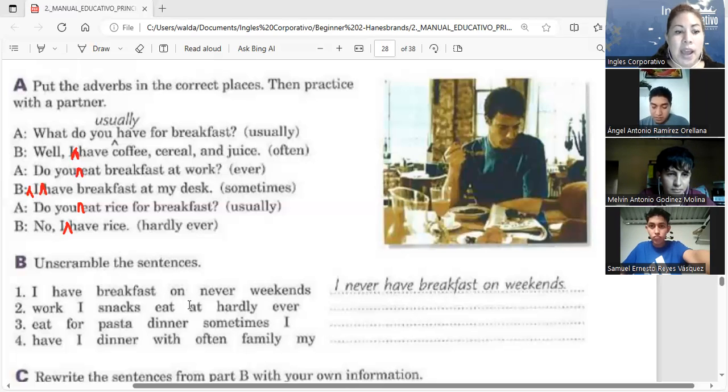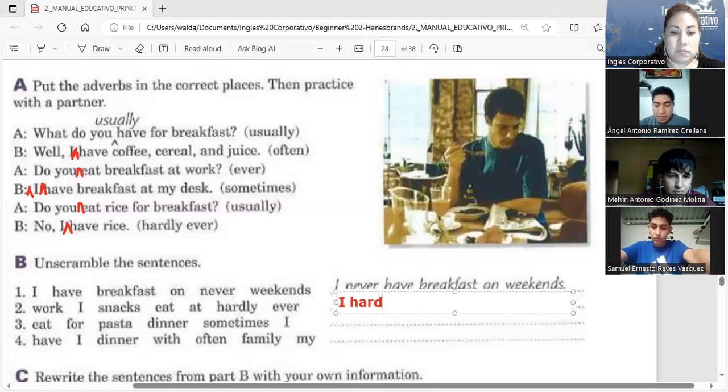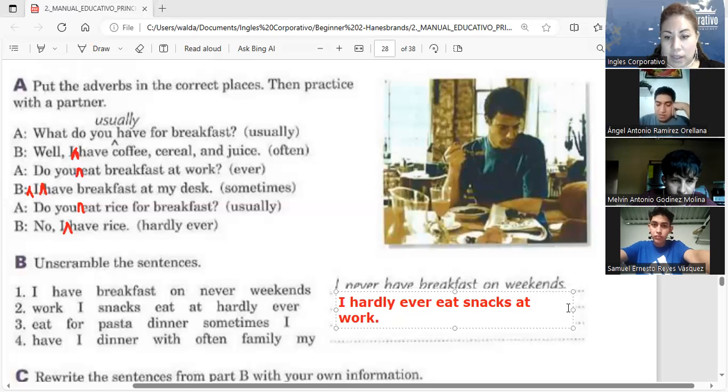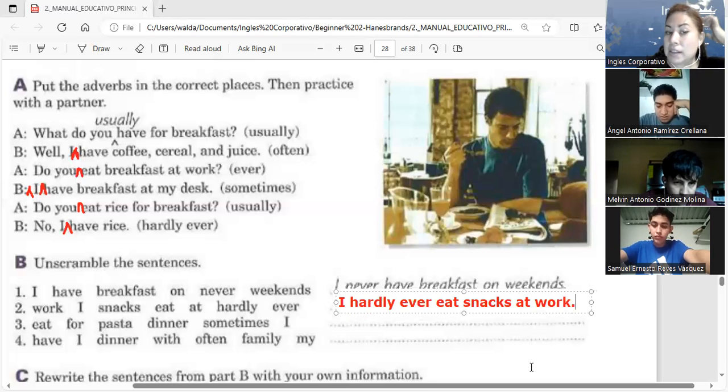Okay. I have breakfast on never weekends. I never have breakfast on weekends. Next one. Work, I snacks, eat at hardly ever. I hardly ever eat snacks. At work. Exactly. I hardly ever eat snacks at work.